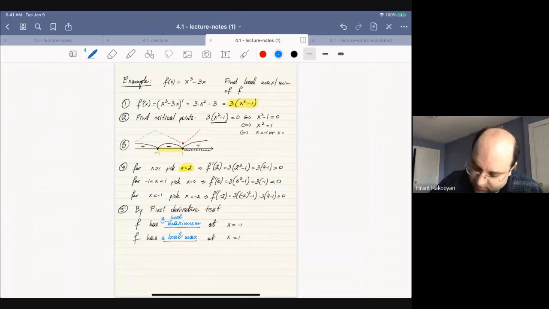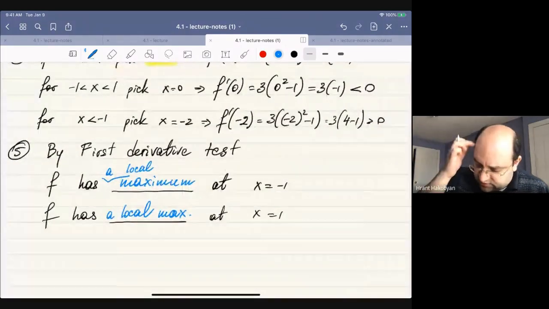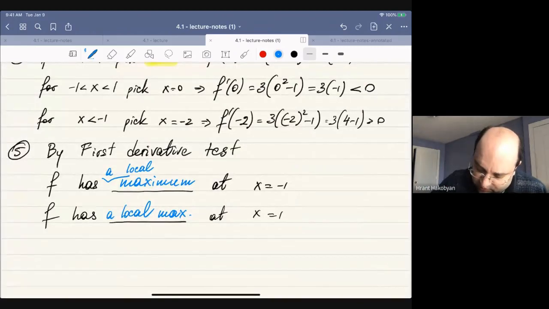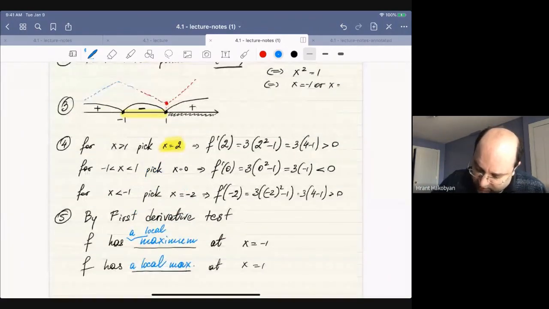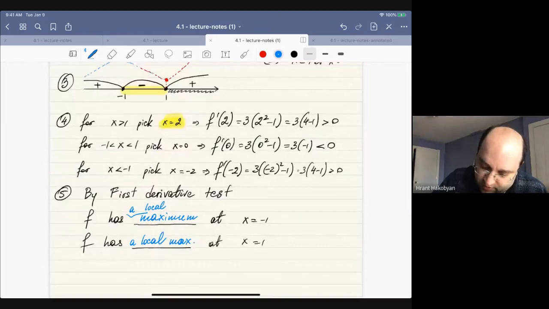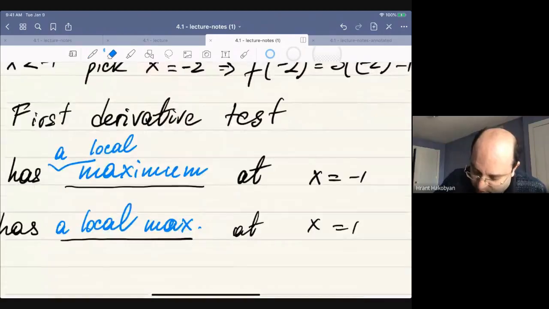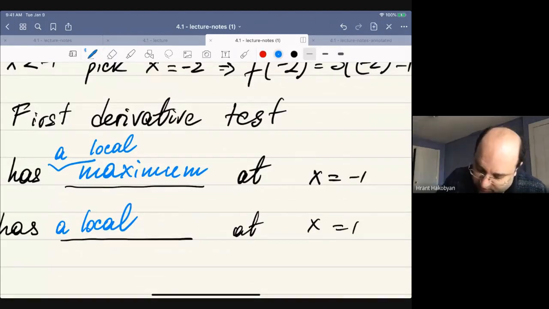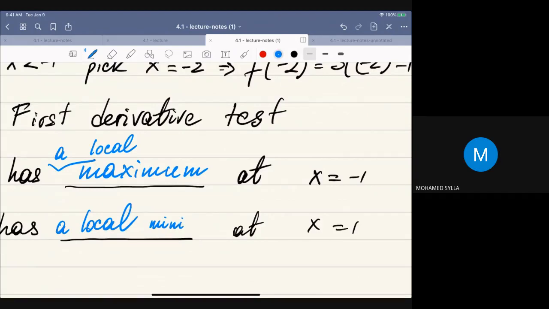Okay. Oh, sorry, our owner just told me that there was a mistake. I said local minimum, but at 1 I wrote local maximum. You're completely right. It's a minimum.